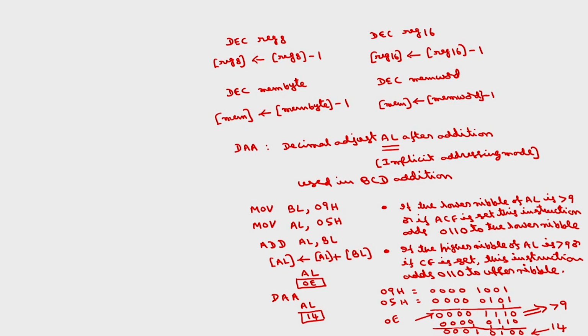I will take an example where the auxiliary carry flag is set and the magnitude is less than 9. If I take the second example, suppose I want to add something like 39H and 48H. So, what is 39H?